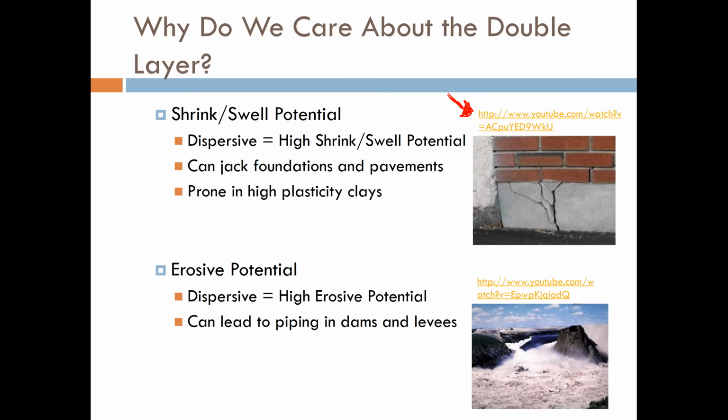Another problem is erosivity. This is the potential for fine-grained soils to be attracted to water and then yanked away as the water flows and moves away. And so when we have dispersive soils, they tend to have a high erosivity potential. And this can lead to problems like failures of dams and such. And so again, here's another video link. Have a look at it and see for yourself why this is important.